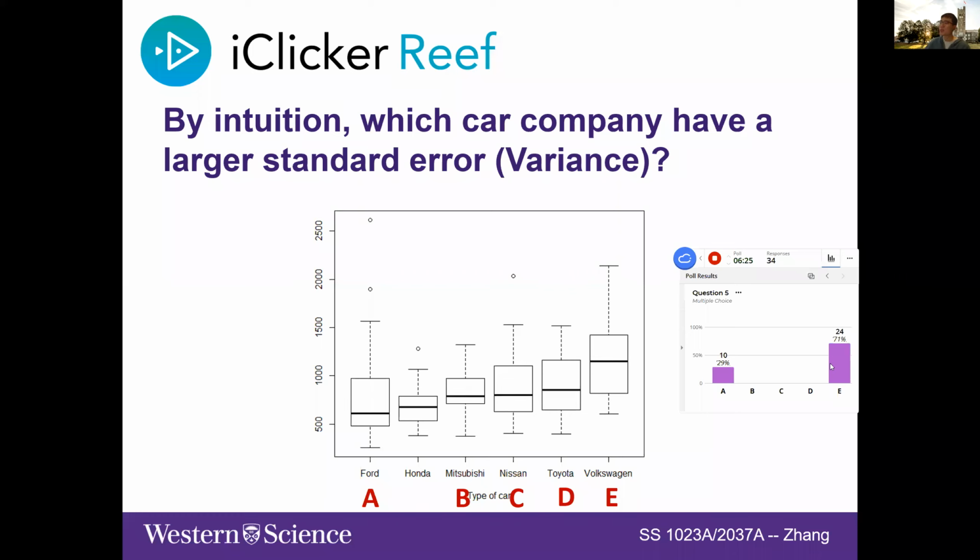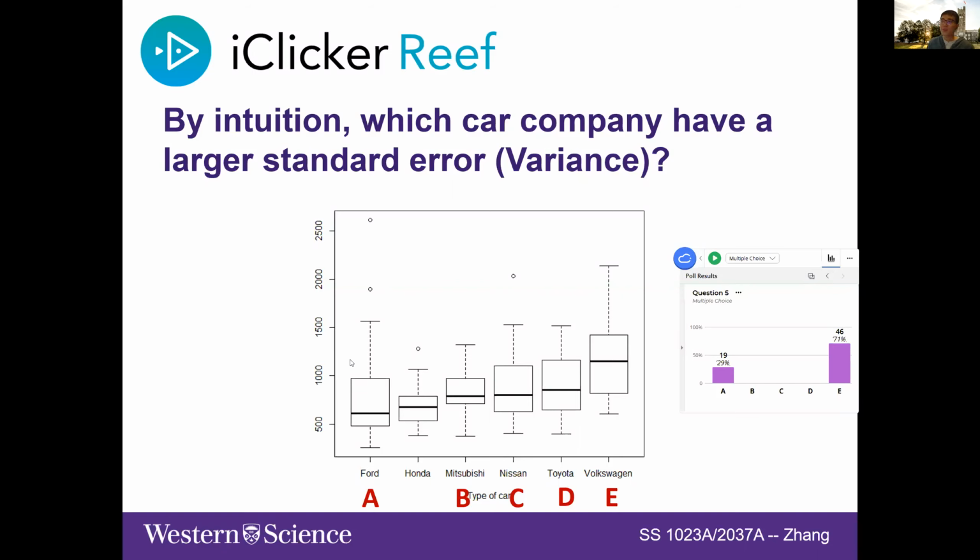Okay, it seems quite controversial right now. So remember, the standard error is the square root of the variance. So basically, if we have a larger variance, then definitely we will have a larger standard error. Just keep that in mind. Okay, I'll stop the polling right now. A majority of students believe it should be E, and some students believe in A.